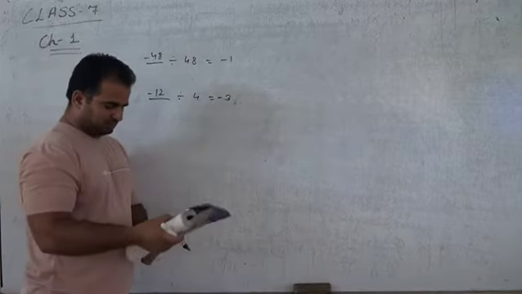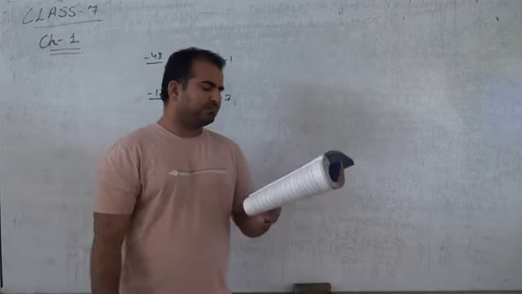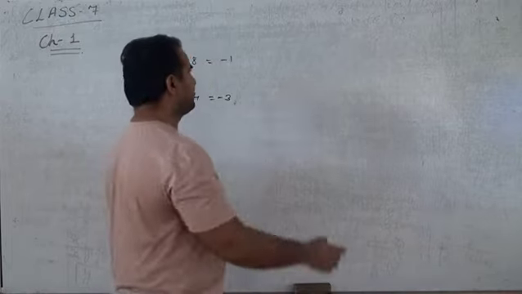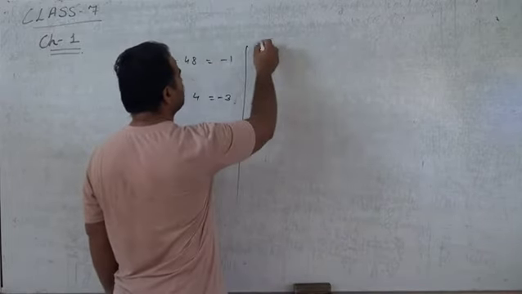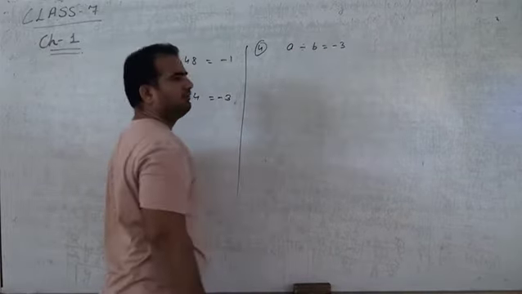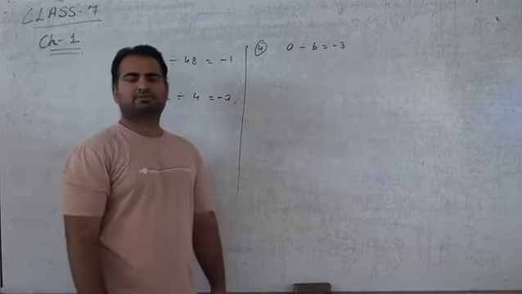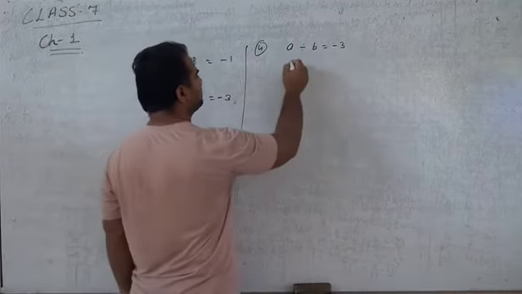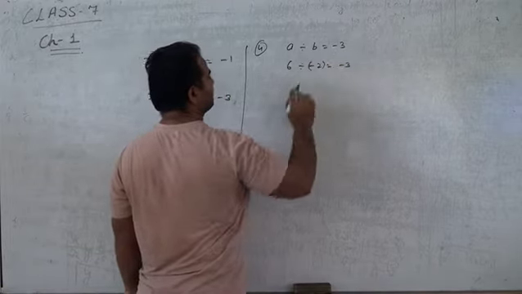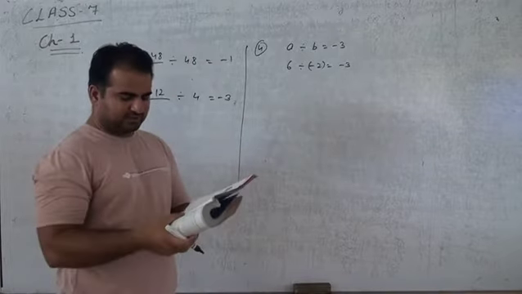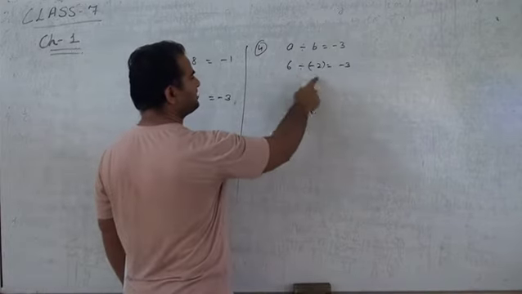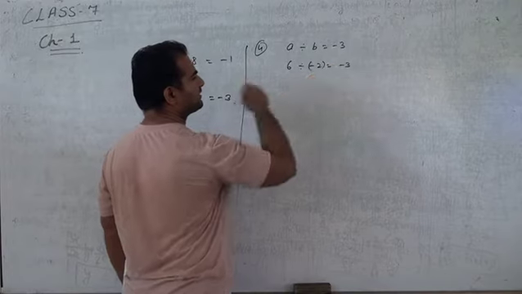Done? Question number 4 is, write 5 pairs of integers a comma b such that a divided by b equals minus 3. Okay. Question number 4. A divided by b equals minus 3. We have to write 5 pairs. One is already given, that 6 divided by minus 2 equals minus 3. So what we can do is, we can change them accordingly so that answer will be minus 3.